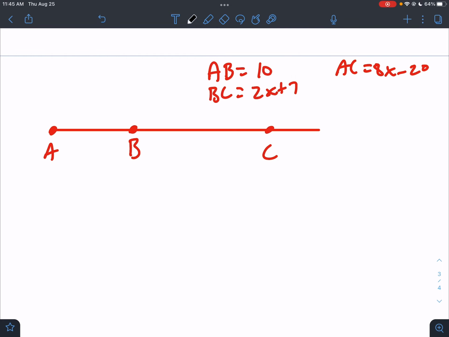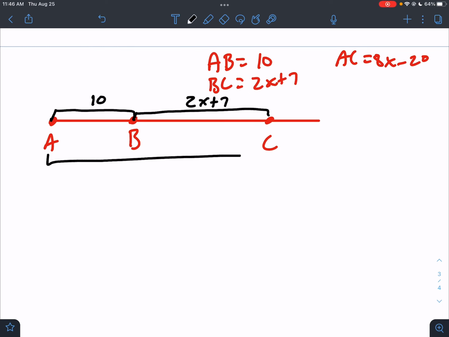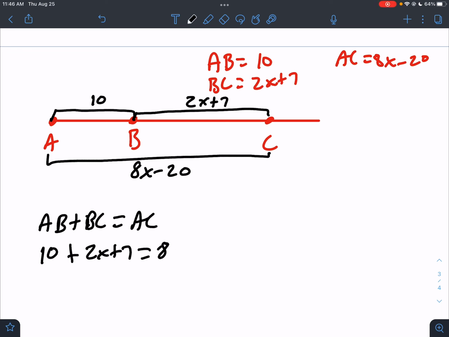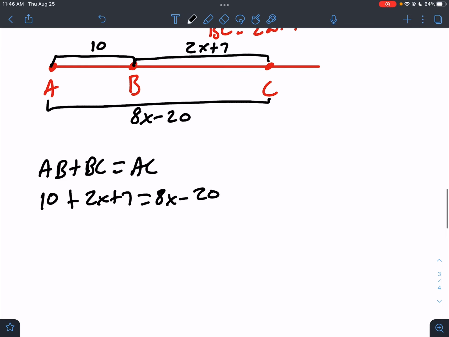So let's see what that would look like. A to B, we're saying that this length is 10. B to C, this length is 2x plus 7. And A to C, the entire thing, is 8x minus 20. We know from the original picture that AB plus BC has to equal AC. So let's plug in what they gave us. AB is 10. BC is 2x plus 7. That has to equal 8x minus 20. And now that's an Algebra 1 equation that we can solve.